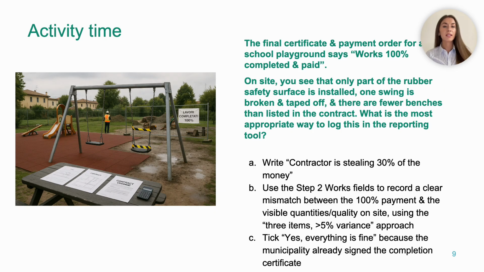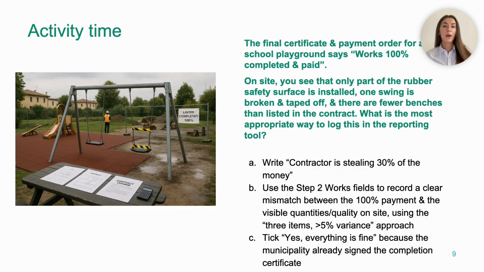Now the question asks, which observation is the clearest corruption scheme 2 red flag? The best answer is the one that says, in essence, the contract claims 100% completion and full payment, but on site some agreed items are missing or even defective, and the area is not safely usable. This is classic corruption scheme 2. The paper story says everything is done and paid, but the ground story shows unfinished or poor quality works, in this case also direct safety risk for children.